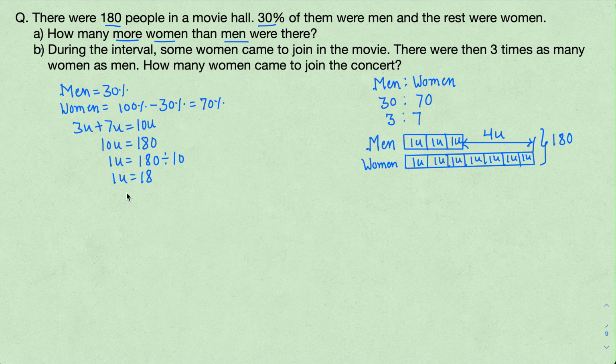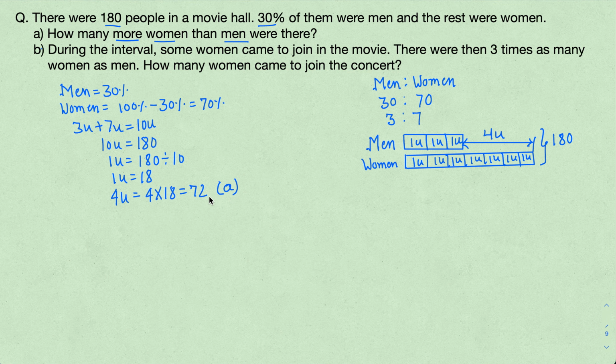In the movie hall. So from here we can calculate how much will be 4 units. It will simply be 4 times 18, right? And that will give us, I think, 72, right? So there were 72 more women than men in the hall. Now that's our part A.